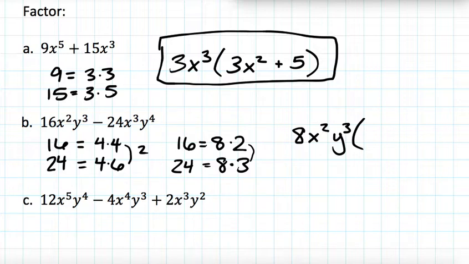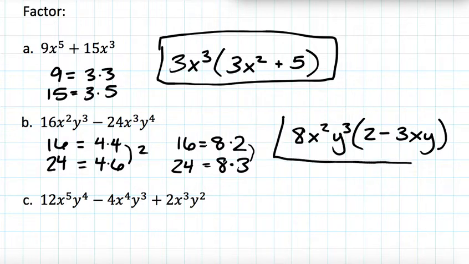Now what do I multiply 8x squared y to the third by to get 16x squared y to the third? I need to multiply by 2, and then I don't need any more x's or y's. So now I'm going to have a minus sign. To multiply by 8 and get 24, I need a 3. I need an x to get from x squared to x to the third, and I need a y to get from y to the third to y to the fourth. So that's my answer for that.